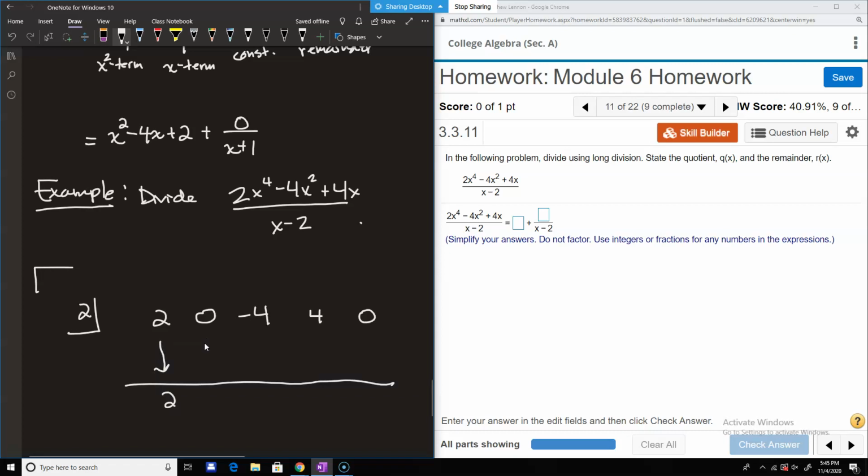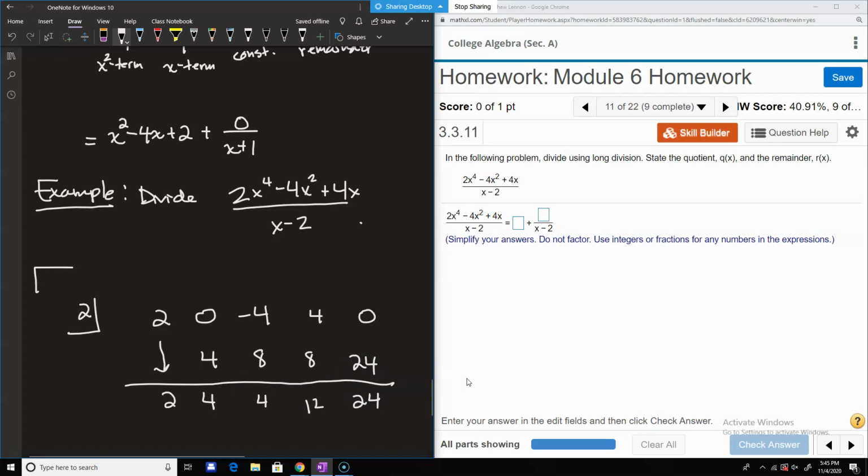Then I multiply 2 with the 2 in the corner. 4, I write that result there. 0 plus 4 makes 4. Then I do 2 times 4, which gives me 8. Negative 4 plus 8 is 4. 4 times 2 is 8 again. 4 plus 8 makes 12. 12 times 2 is 24. And then I add 24.